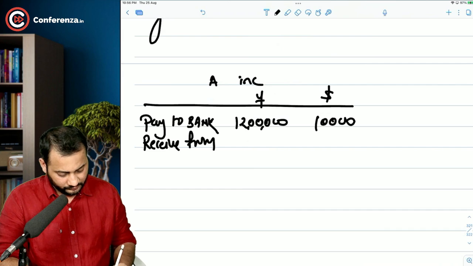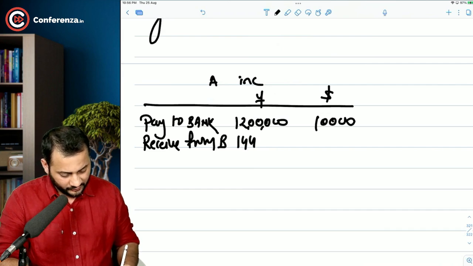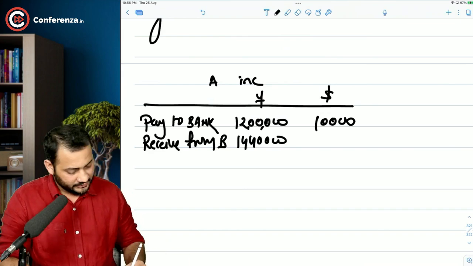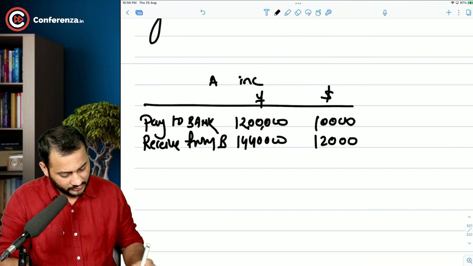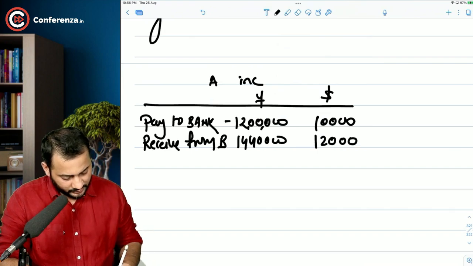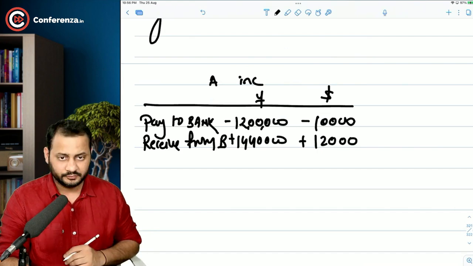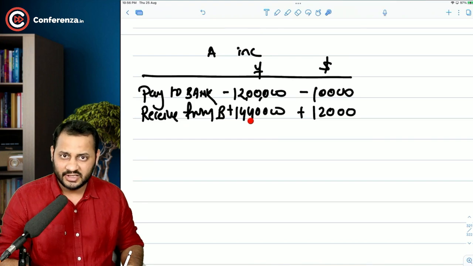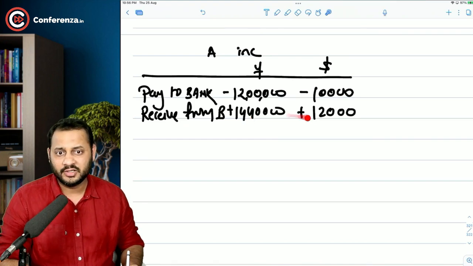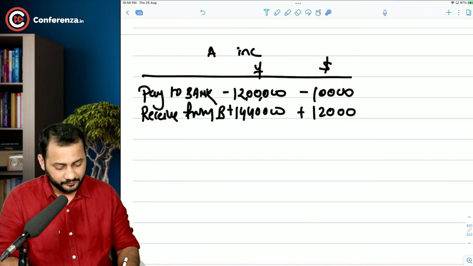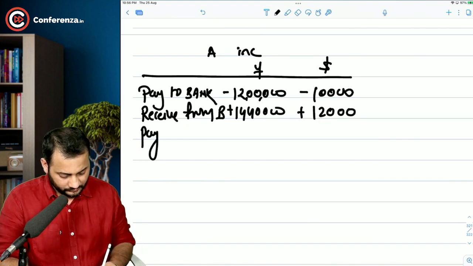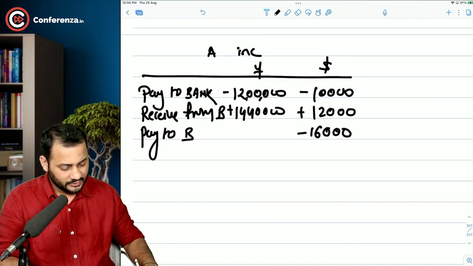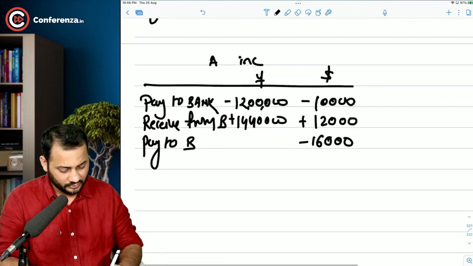Receive from B 14 lakh 40,000 divided by 120. That means it is equivalent to receiving $12,000. Okay, let's put the symbols of outflow and inflow. So it is equivalent to receiving $12,000. We can get this much of the yen interest from B and convert it to dollars because the exchange rates are same. Then pay to B. How much we paid to B? $16,000. That's it. You can clearly see. Sorry, $18,000.